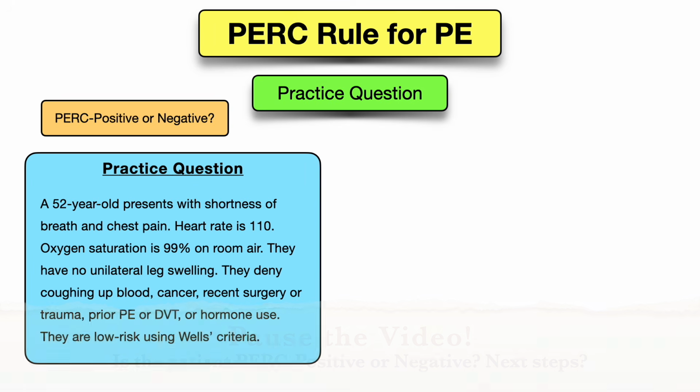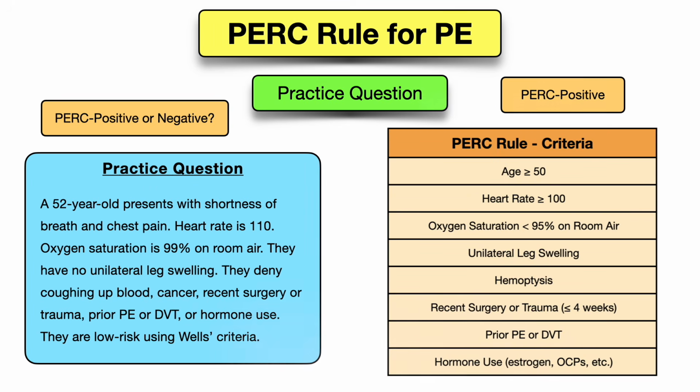The patient is PERC positive. First of all, we're able to use the PERC rule because the patient is low risk for PE using Wells criteria. However, the patient is PERC positive. They are older than 50 years old, and their heart rate is greater than 100. Therefore, the PERC rule cannot be used to safely exclude PE, and further diagnostic testing, such as a D-dimer, should be considered.